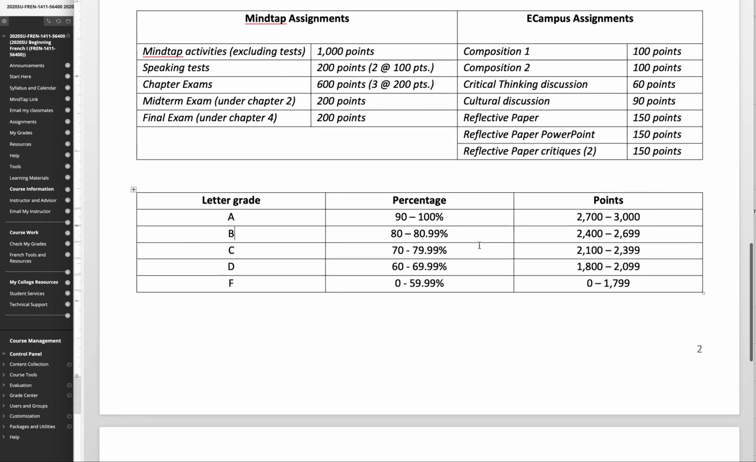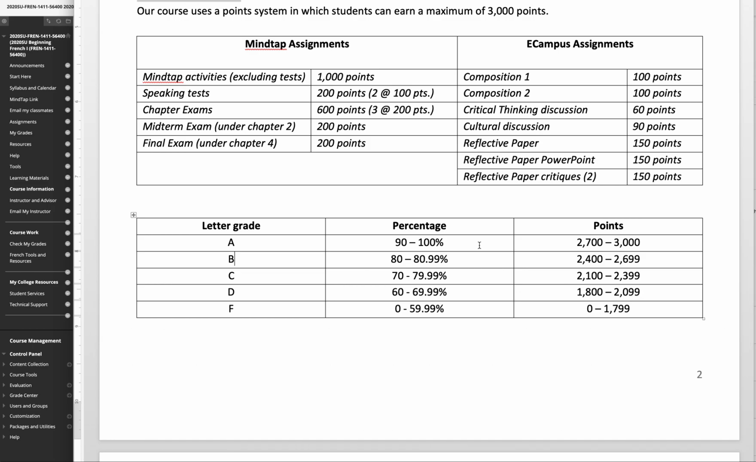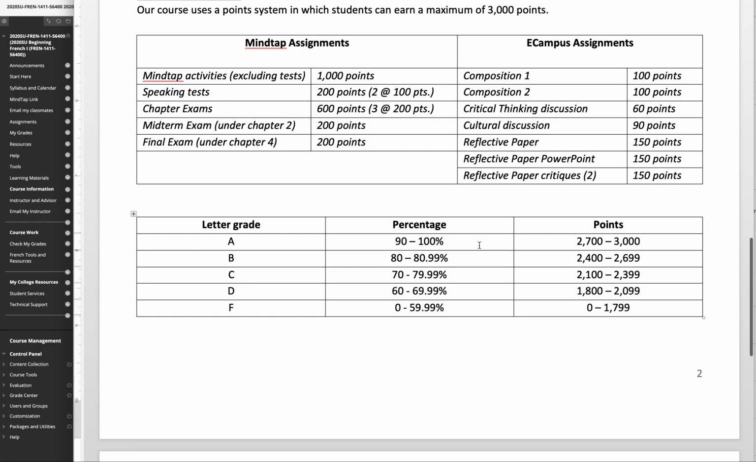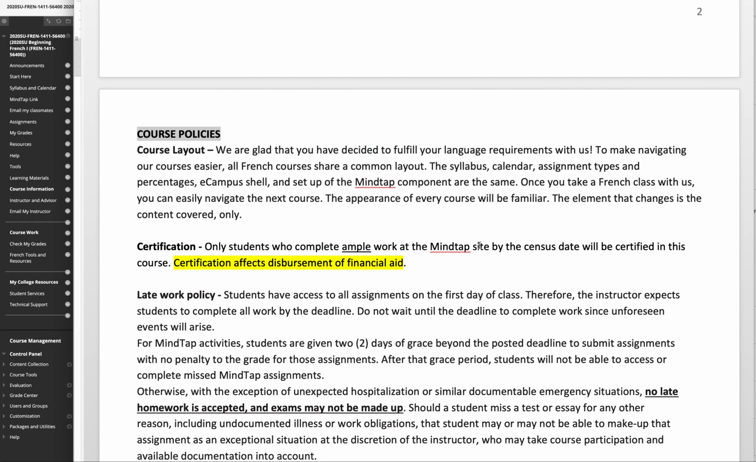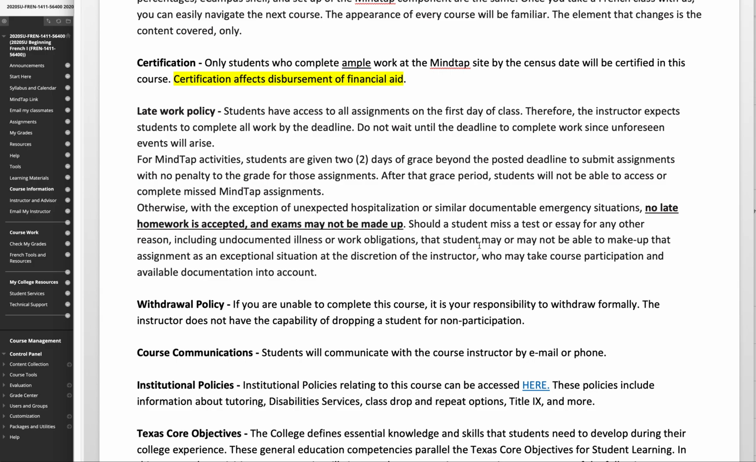So, if you have any questions regarding the grade calculation, let me know. Okay? But I think it is pretty straightforward. Make sure that you start familiarizing yourself with MindTap and with eCampus, and that should be good. There's a lot of very useful information here regarding our class. So I ask that you go to eCampus, download our syllabus, and start getting familiar with the requirements of the class.